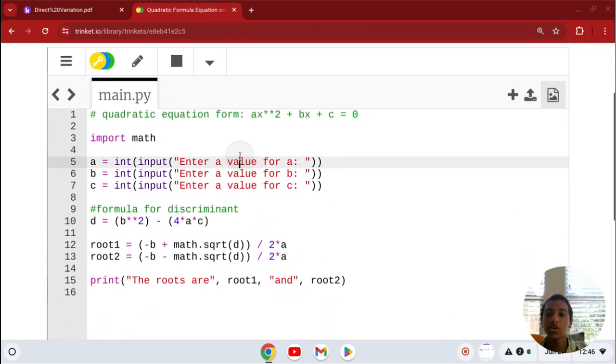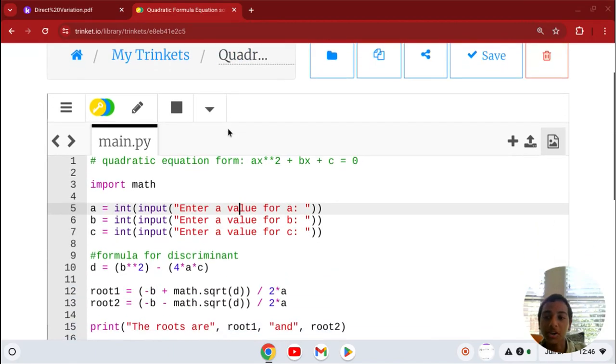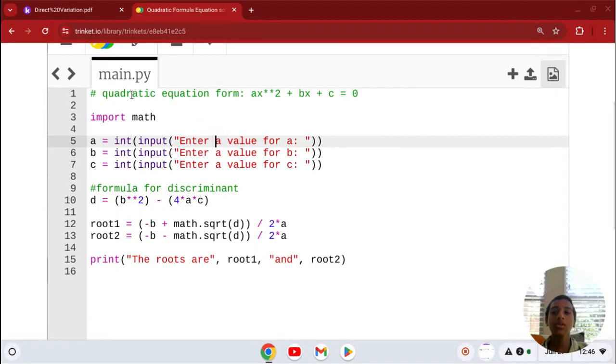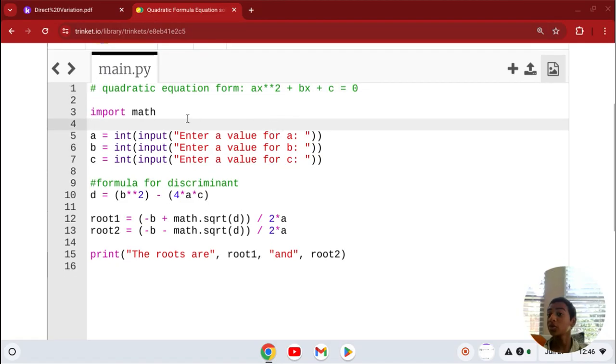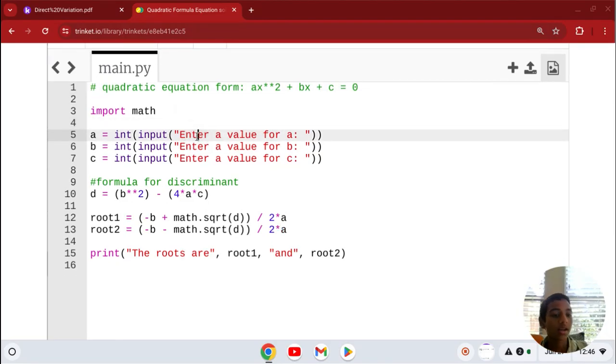So here I'm going to show you a little bit of algebra. I'll show you how to make a quadratic equation solver. What it basically does is you enter values for a, b, and c of the quadratic formula, and it'll plug them into the formula and solve it for you.